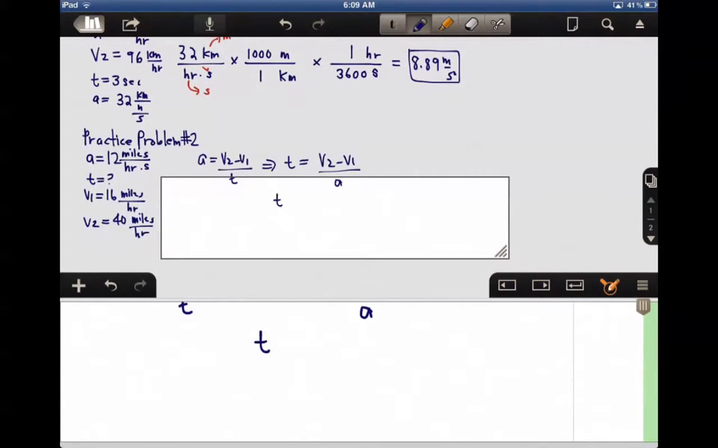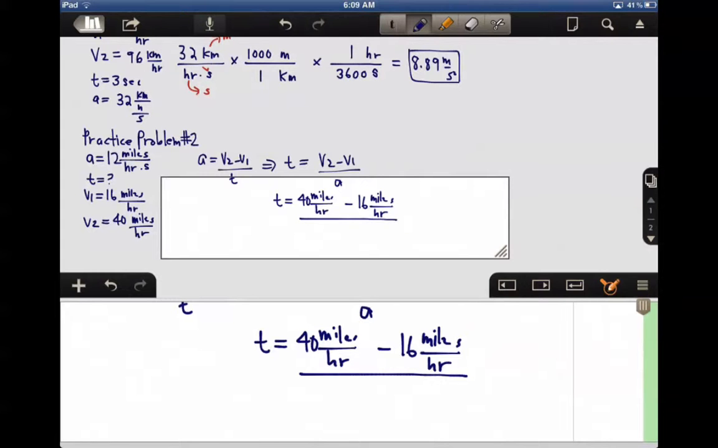T equals V2 is 40 minus 16, V1. I don't have to do anything with those units because they agree. I can subtract them. They're both miles per hour. But when I go to divide by acceleration, I've got 12 miles per hour per second.